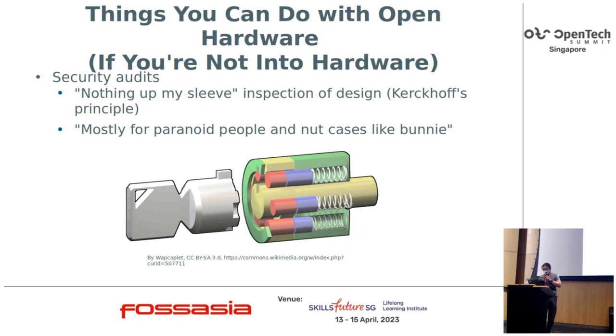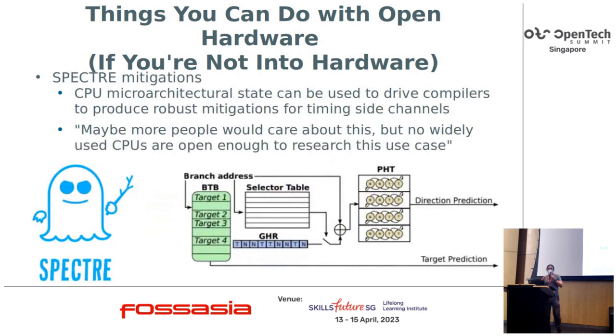So maybe a thing that's a little more relevant to more people in this room are things like Spectre mitigations. Still largely a theoretical area, but how many people here know what Spectre is in terms of a vulnerability? Okay, a few hands. I'll go over that very briefly. Basically, there's a class of attacks that can happen on your laptop, the machine you're using right now in your lap, where information about a secret computation can leak through what's called a timing sidechannel.